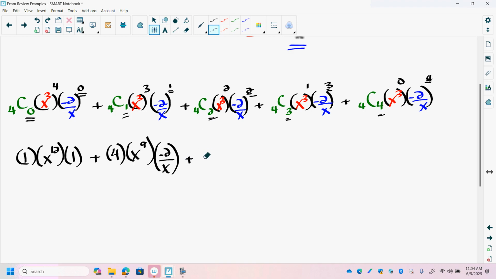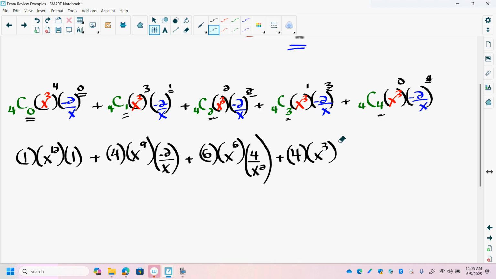Anyone know what 4c2 is? It's a 6. This is an x to the 6th. What's negative 2 squared? Positive 4. Good, Brody. What's x times x? 4c3 is 4. x cubed to the first is x cubed. Negative 2 cubed would be negative 8 over x cubed. Don't forget to raise the numerator to the power of 3 and the denominator to the power of 3.